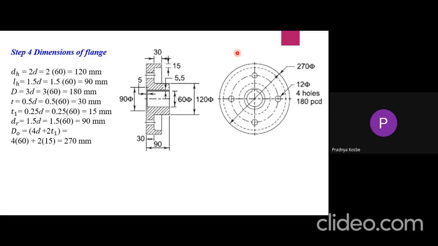Do is the outermost diameter or outer diameter of the flange. This is the outer diameter of the flange, and it is equal to 4d plus 2T1. So after that is the thickness of this flange over here, and that is 4 into 60 plus 15 into 2, that is 270 mm. So this is the outer diameter of the flange. So all the dimensions are shown in this figure for the flange.